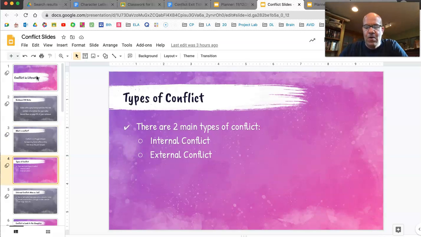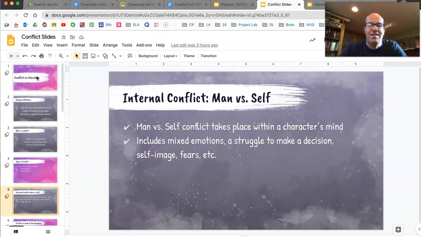All right. So recognizing there are two types of conflict, there is internal conflict and external conflict. Let's look at our form of internal conflict. This is man versus self. Again, this is a gray slide. Please pause to make sure that you have recorded this on page R14 in your notebook. Man versus self conflict takes place within a character's mind. It can include mixed emotions, a struggle to make a decision, self-image, fears, etc. All examples of internal conflict.